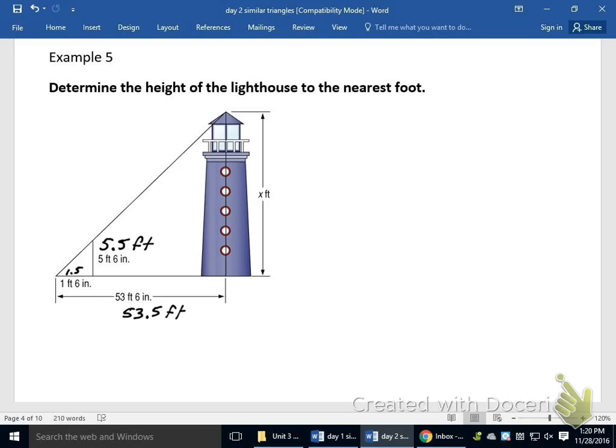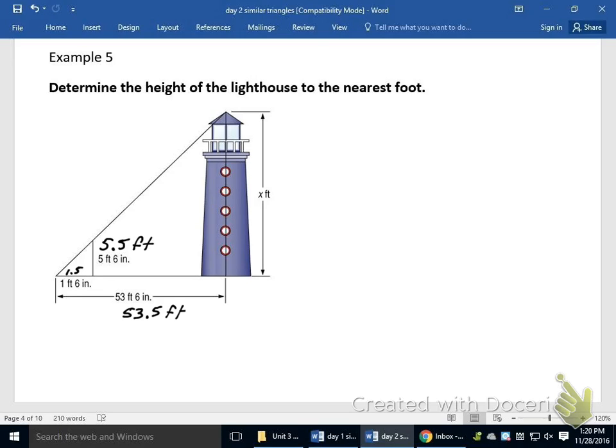Or you can kick it into inches. For instance, 5.5 feet would be 66 inches. Alright, so you could use 66 inches here, get an answer in inches, and then convert it back to feet at the end. Alright, as it is, let's go ahead and get going.